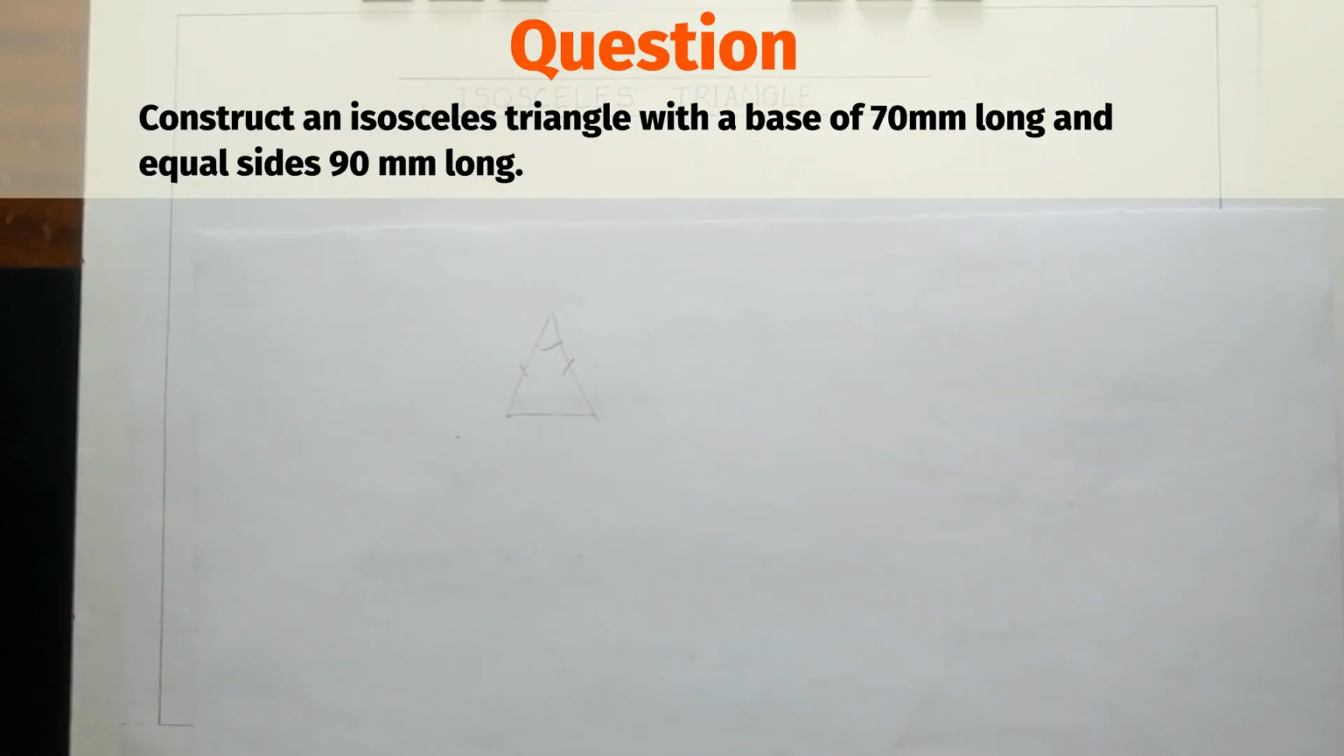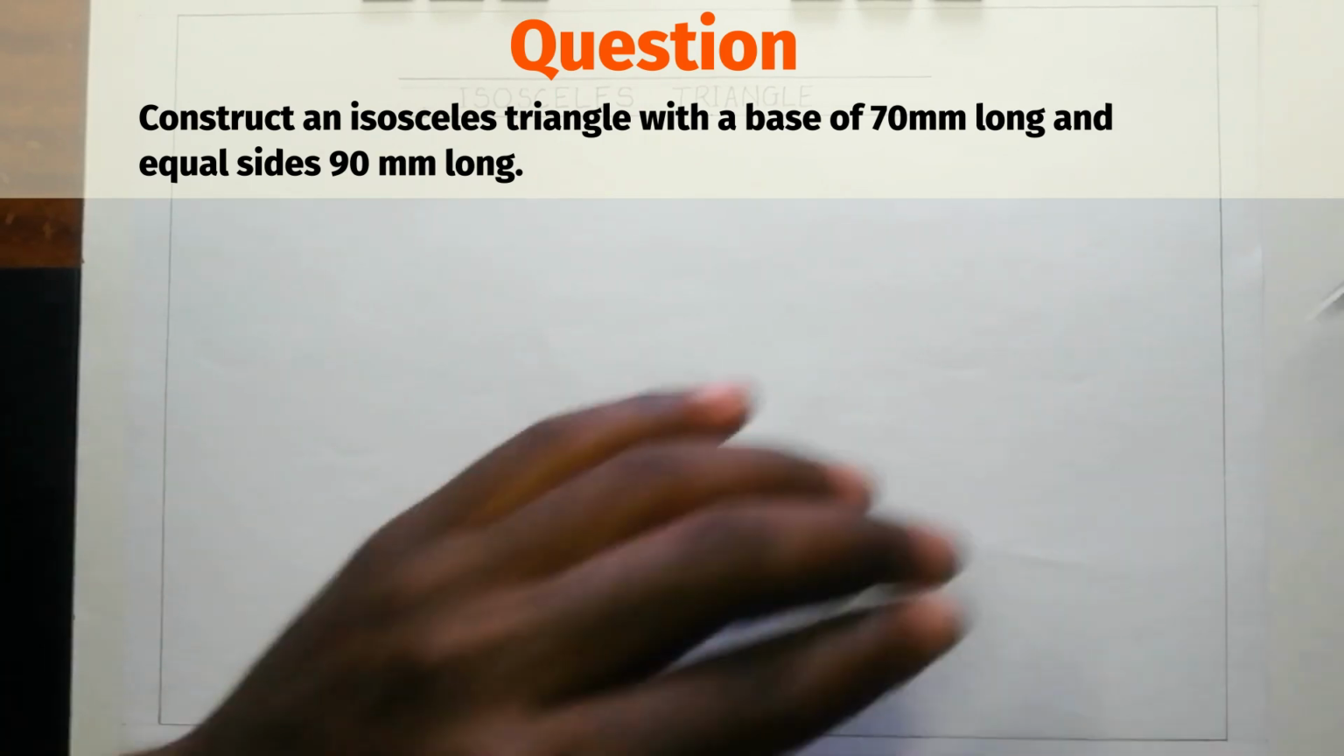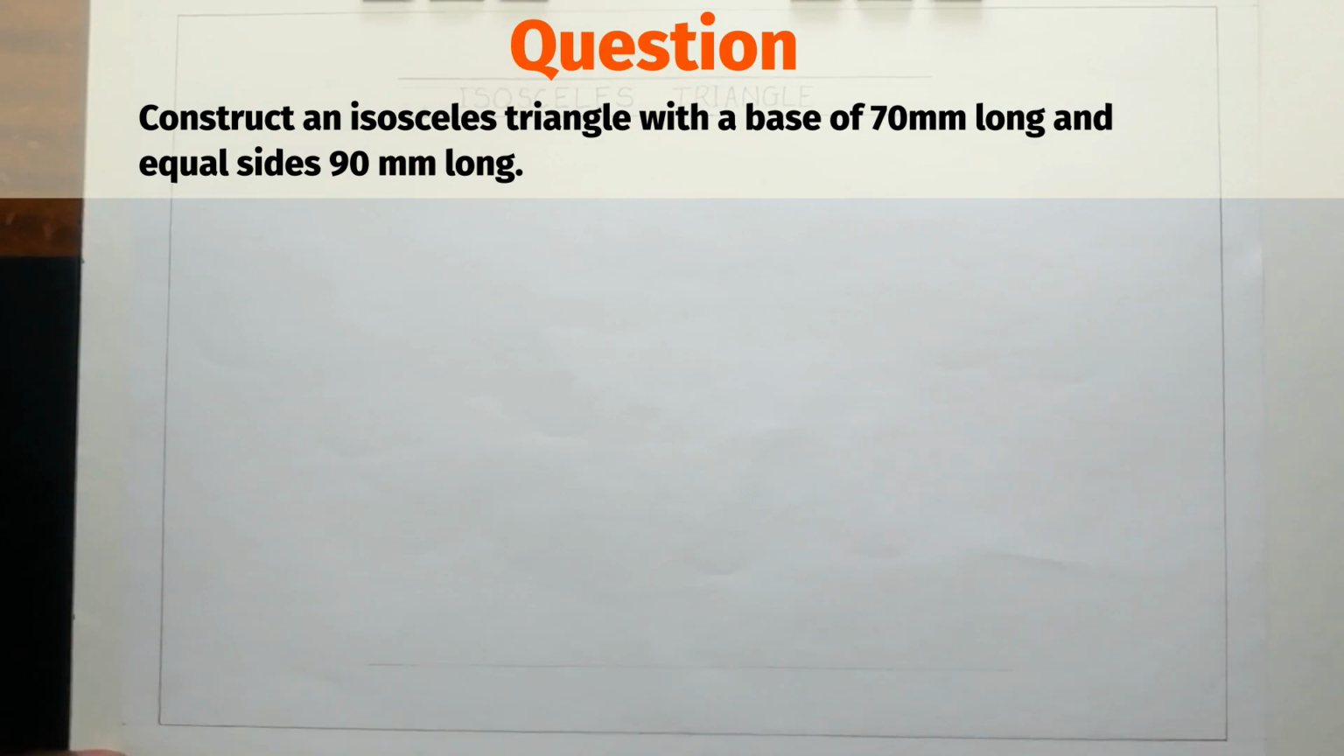To draw an isosceles triangle, you might be given different kinds of information. The simplest isosceles triangle to draw is one where you've been given all three sides. Let's keep our base to be 70 millimeters. Then we draw our construction line where we're going to put our base. Let's say our isosceles triangle is triangle BCD.